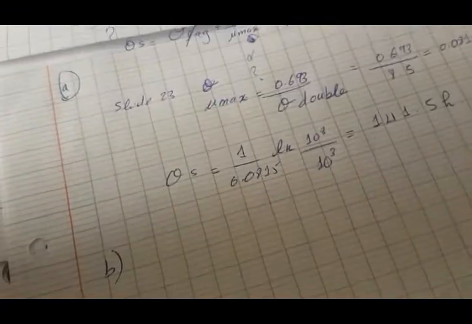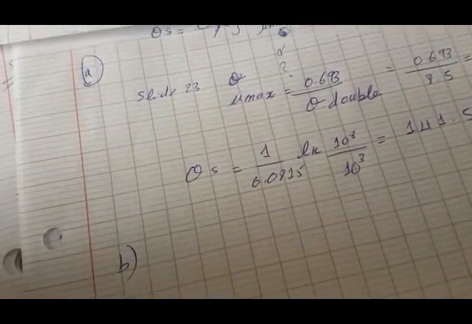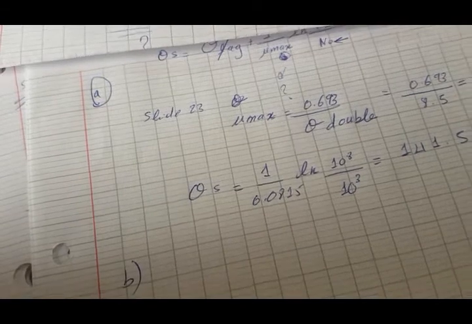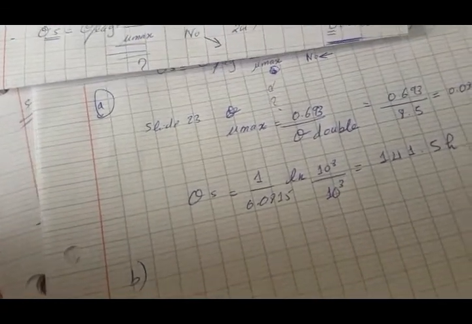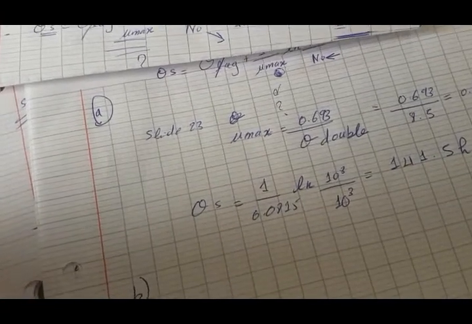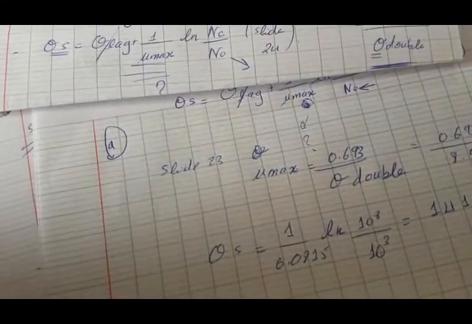Okay, that's A. Now B. Question B is calculate the time for the ascorbic acid concentration in the juice to reach 20 milligram per 100 milliliter. No, it's not that.